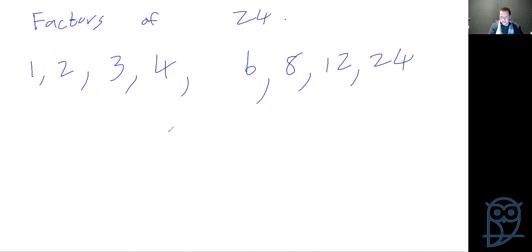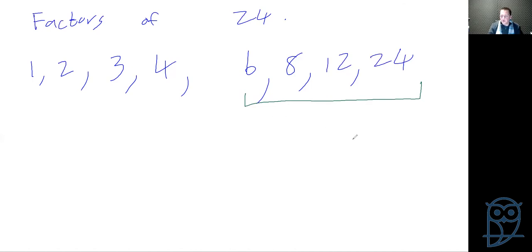More importantly, do I need to test any other number above 5? And the answer is no. Why do I not need anything above 5? Because I've already got this hand side done because of my factor pairs.